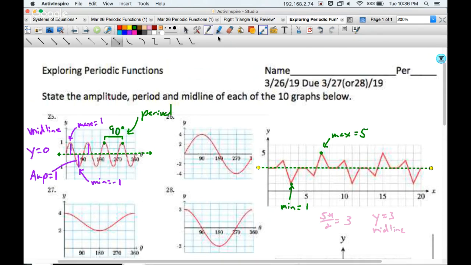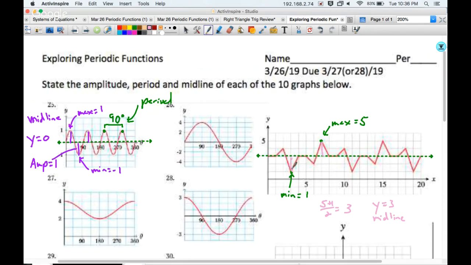Now how far do I have to go to get up to my max or down to my min? The amplitude is 2. Now for the period, just go peak to peak. That will trace a whole cycle before it repeats. This right here starts at 6. I go 1, 2, 3, 4, 5, 6, 7, 8 units over. So the period equals 8.